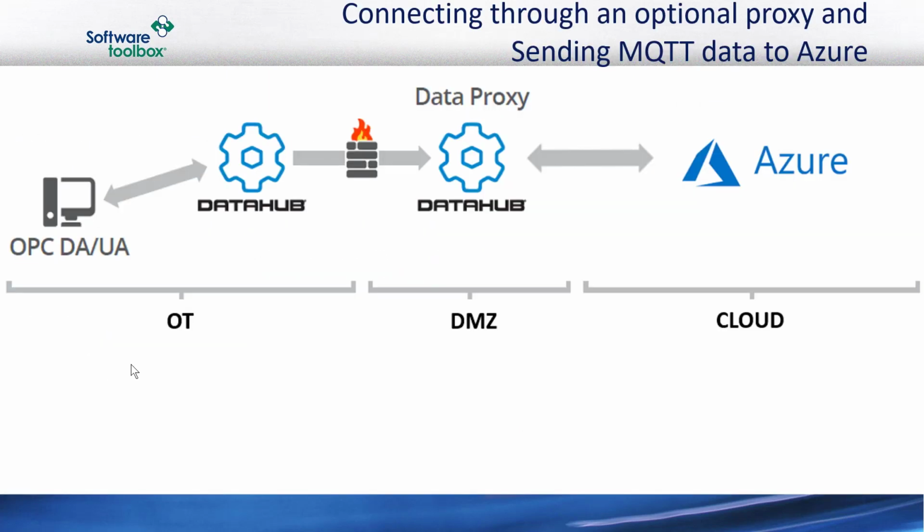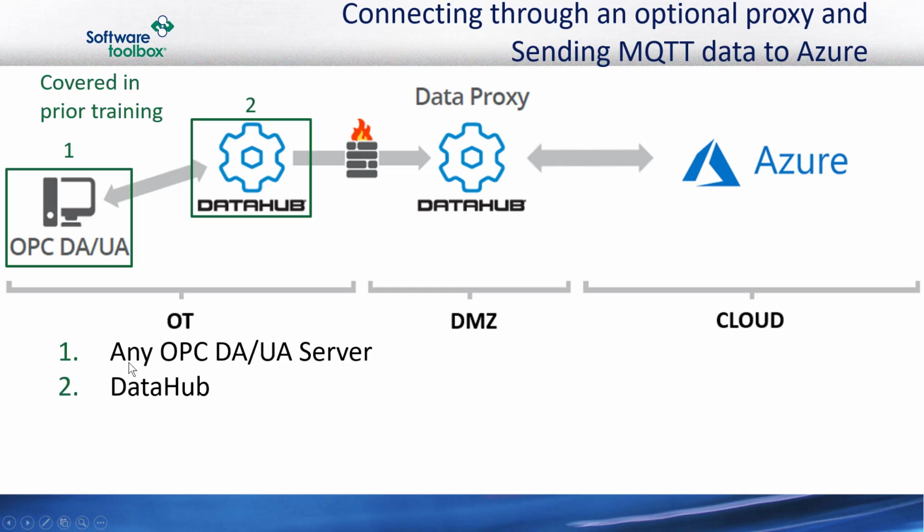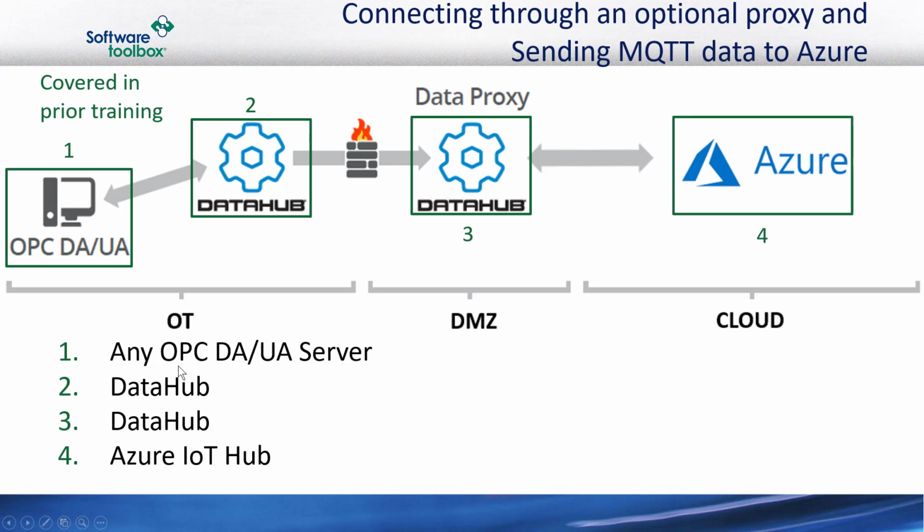In this virtual training, we're going to show you how to connect through an optional proxy server and send OPC data via MQTT to Azure. Now, this training does assume that you have seen one of our prior trainings that shows how to connect the data hub to an OPC DA or UA server. In this training, the first thing that will happen is we'll show you how to connect through a proxy server, which some IT departments require to get through a DMZ, and then how to use MQTT to move that data on up to the Azure IoT Hub for your digital twin or other related applications.